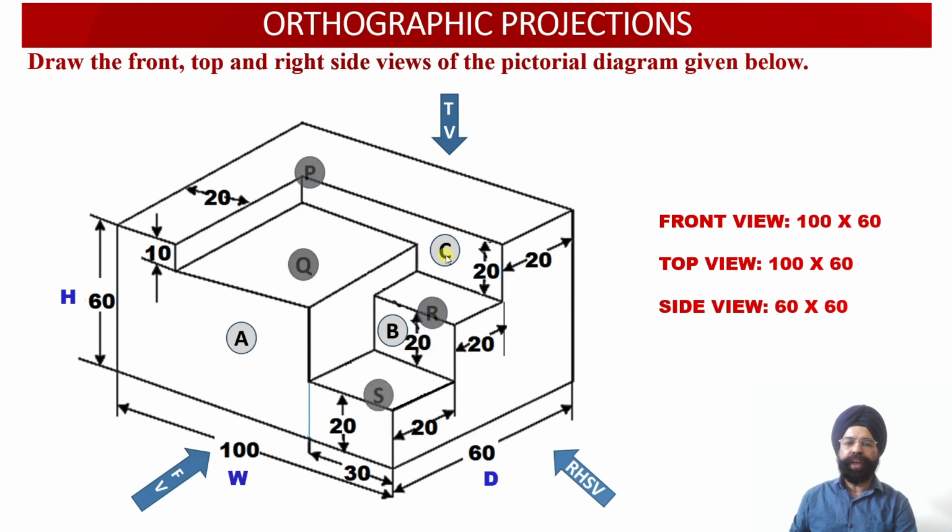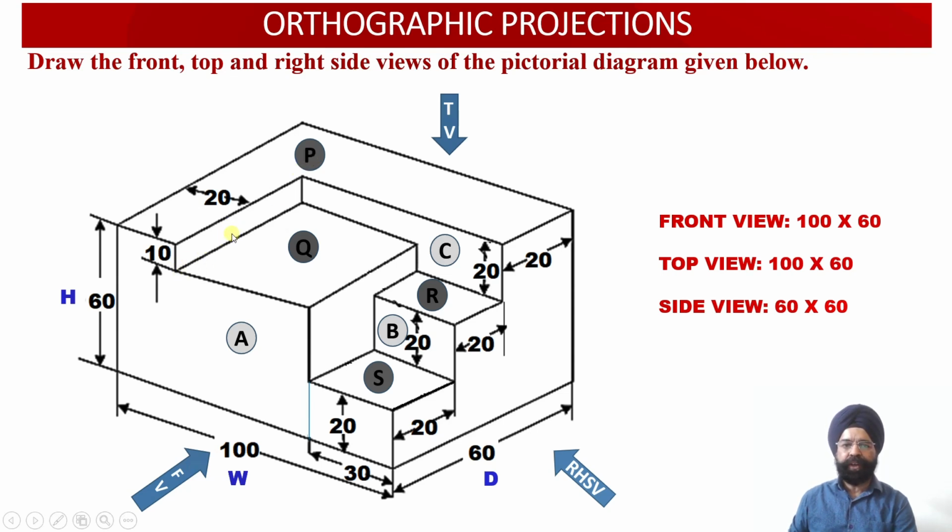Now when we look at the solid from the top, we are going to have four surfaces available. The first surface viewed from the top is the angular surface which is labeled as P. This surface P is parallel to the horizontal plane. So on HP the true shape of the surface P will be available.